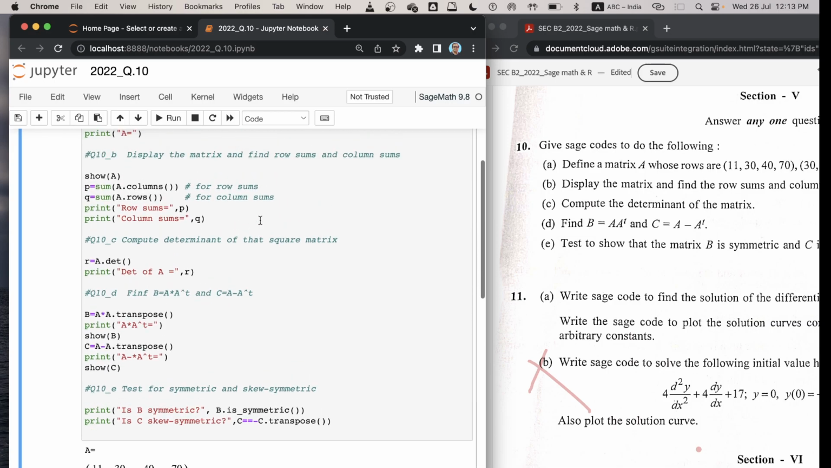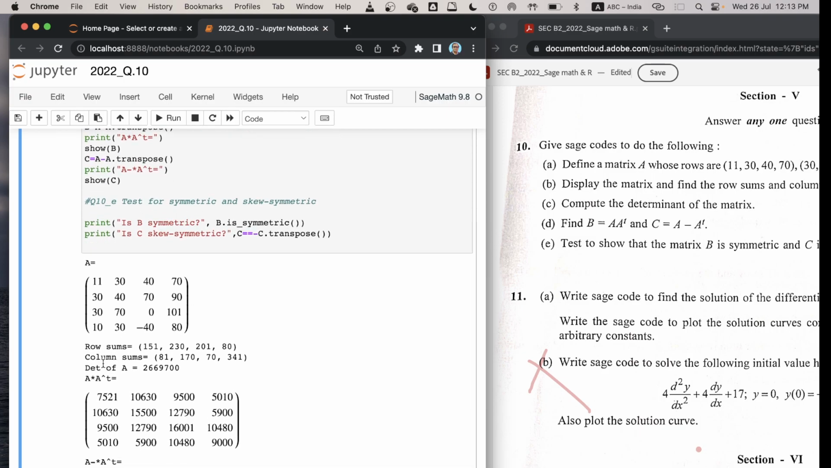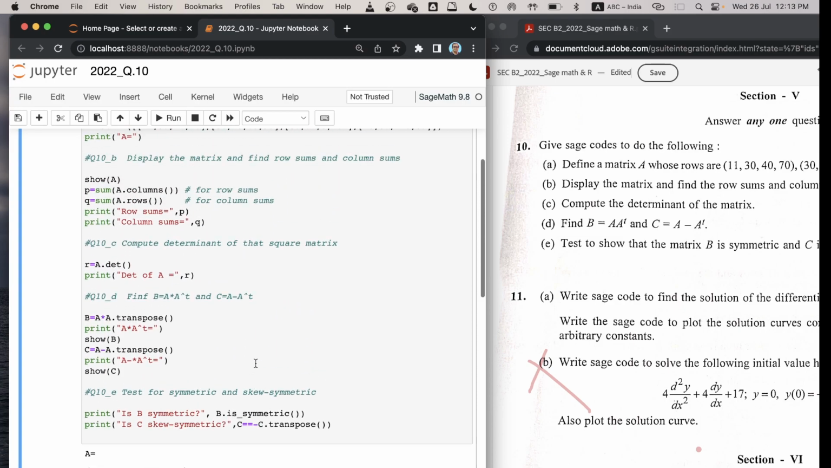For the row sum, carefully note that it is capital A dot columns, and Q is the column sum. So Q equal to the sum of capital A dot rows for column sums. This Q gives the column sums. The first column sum is 81, the second column sum is 170, the third column is 70, and the fourth column sum is 341.